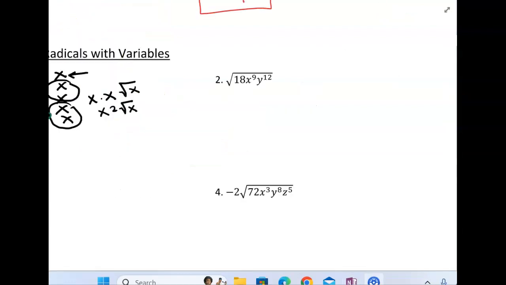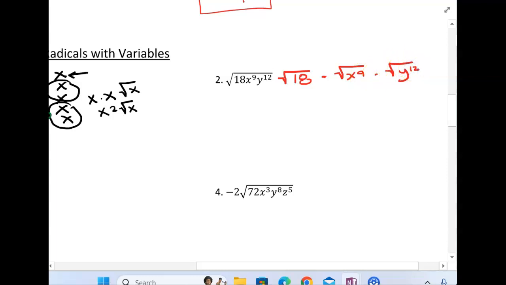All right, let's look at number 2 now. Now this looks pretty complicated, but once again, if I separate it into square root of 18 times the square root of x to the 9th times the square root of y to the 12th, and then look at these as individual components at first, that makes it a little more doable and less intimidating.